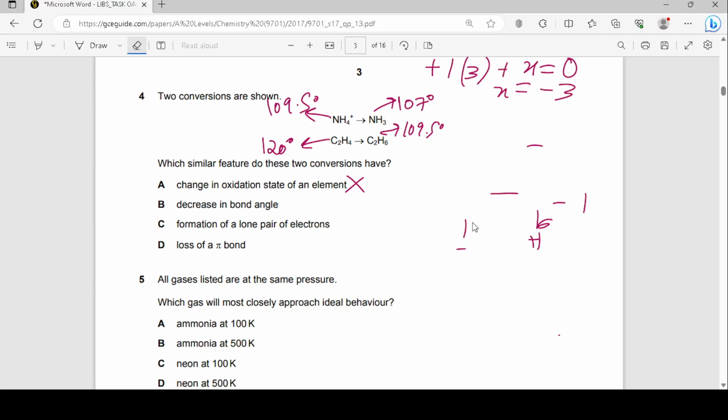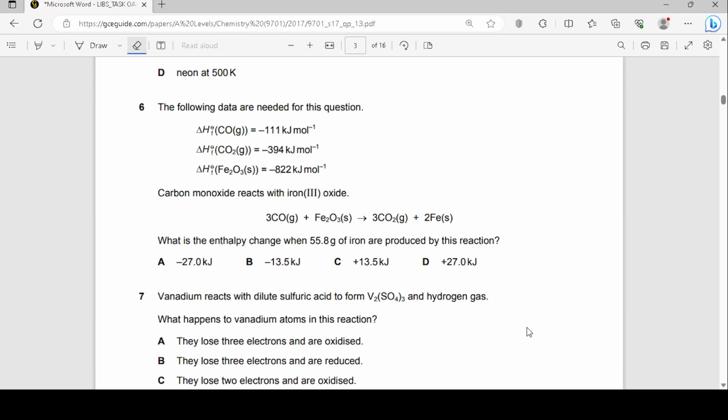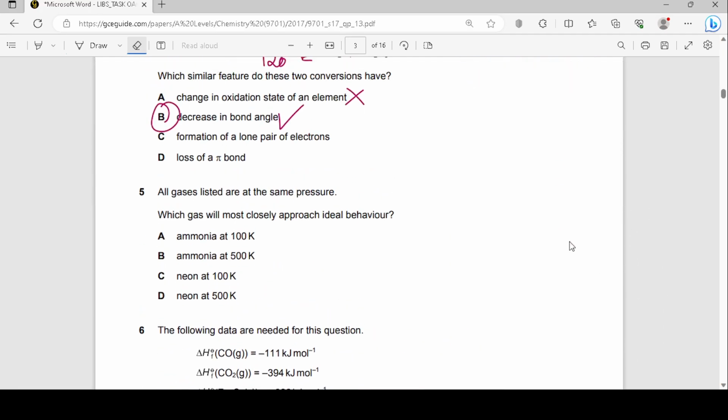Then 120 degrees to 109.5 degrees is a decrease. Again, I hope we're not getting confused between degrees and decrease. I don't know if my accent makes it clear or not, but anyways, that's not the point. Decrease in bond angle is definitely shown in both of them. So I would say that B is the answer. But let's look at C and D as well.